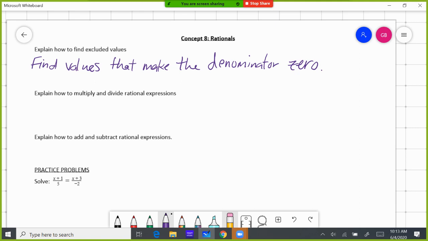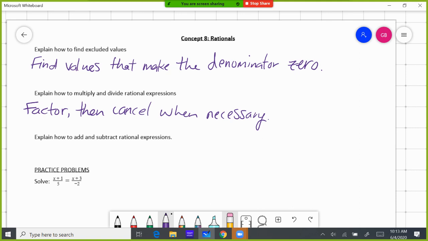Okay, you're going to exclude these values because you cannot divide by 0. So the denominator is not allowed to be 0. Explain how to multiply and divide rational expressions. Okay, you're going to factor, then cancel when necessary. And I'll show you some examples below.